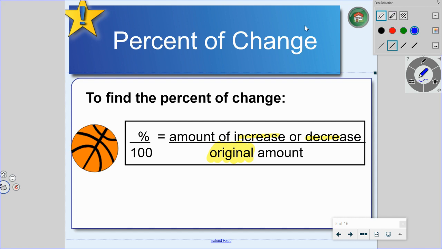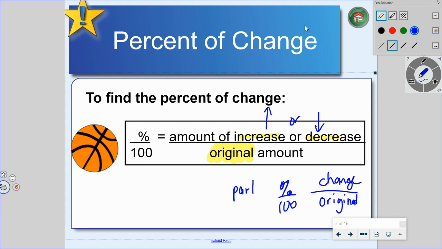Now, please write that in your notes. I would, since I'm a visual person, draw arrows up or down compared to original. Or if you're a verbal person, perhaps you want to rewrite it as change versus original. So we've already done percent versus 100. That's an ugly percent sign. We've already done the part versus the whole. So we're just continuing to explore relationships. This time, how much it increases or decreases versus the original amount.